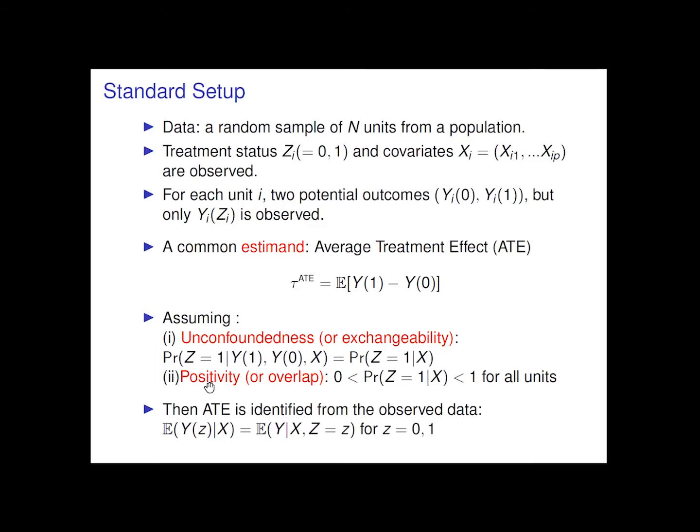Once you assume these two assumptions, the ATE, the average treatment effect, which is defined on the counterfactuals or potential outcomes, can be identified from the observed data. If you have balanced covariates, conditional on X, you can just calculate the difference between the treated group and the control group in terms of outcome, and then you can estimate the ATE. That is all standard.